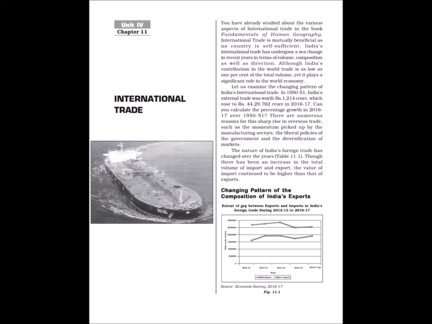Let us examine the changing pattern of India's international trade. In 1950-51, India's external trade was worth ₹12,140 million, which rose to ₹83,71,330 million in 2004-2005. Can you calculate the percentage growth in 2004-2005 over 1950-1951? There are numerous reasons for this sharp rise in overseas trade, such as the momentum picked up by the manufacturing sectors, the liberal policies of the government, and the diversification of markets.